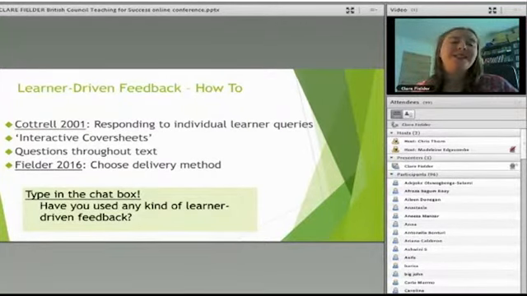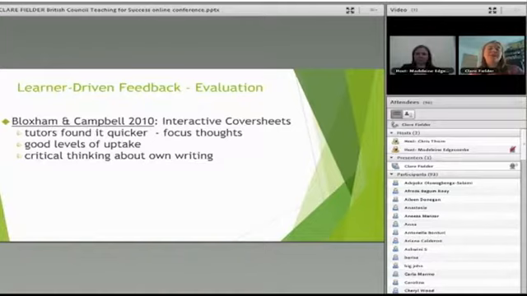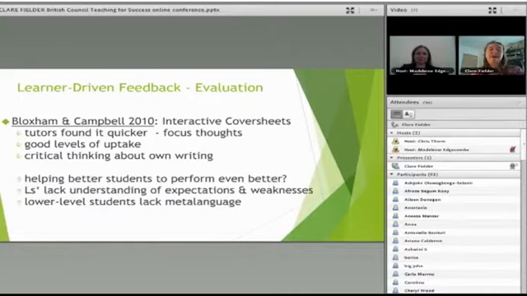In this study, Bloxham and Campbell found that tutors really liked this approach because they were able to focus on certain things. Although they did mention that students who maybe are not in a position to ask the right questions wouldn't get the right feedback that they necessarily need. So that is something that we need to watch out for when we give the power, if you like, over to the students.